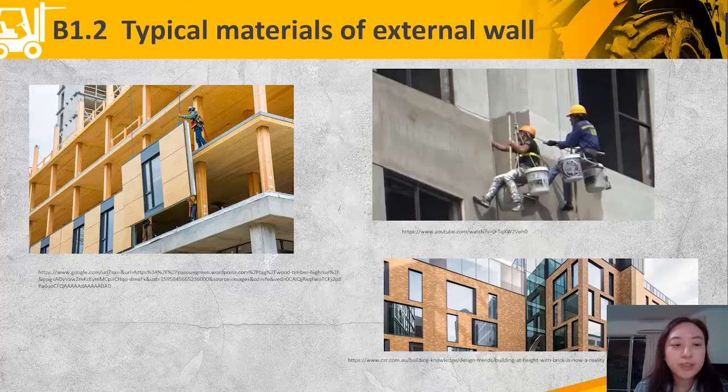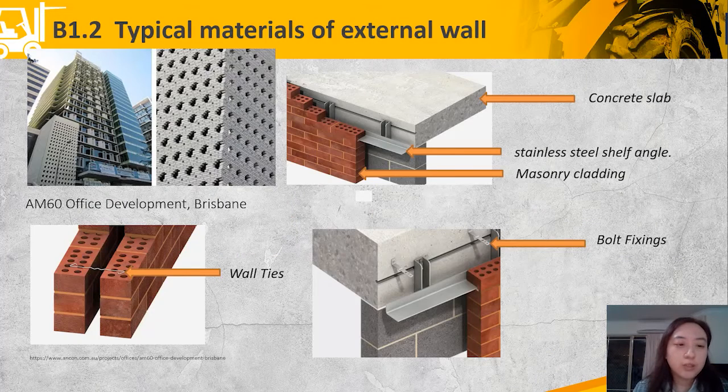The former building is LCT1. It is located in Australia, and its windows and insulation have been installed with the external wall in the factory. There is a building called AM60 Office Development in Brisbane. Its internal wall is made of a double brick wall, which is connected with ties, and it can also be fixed with a concrete slab and other methods with bolts or steel shelf angle.